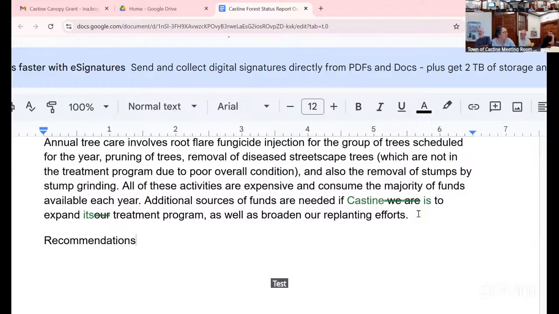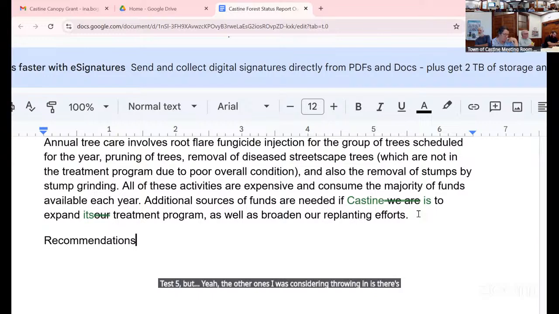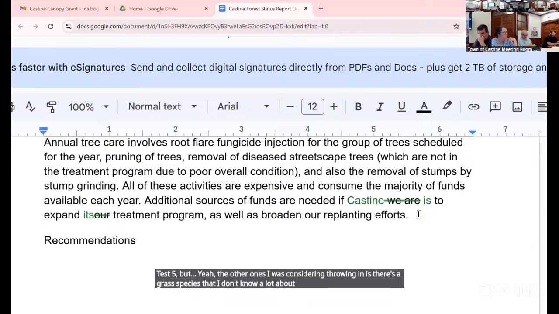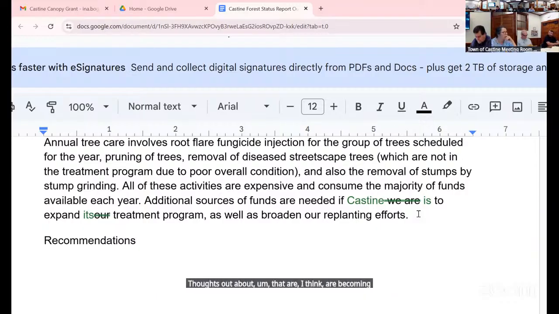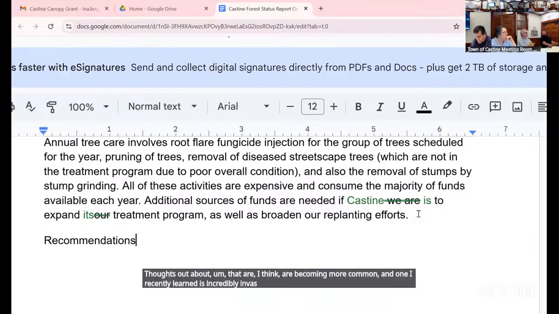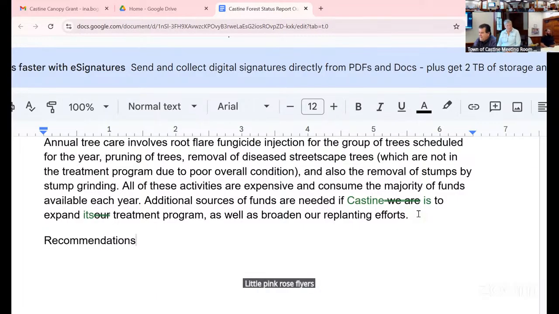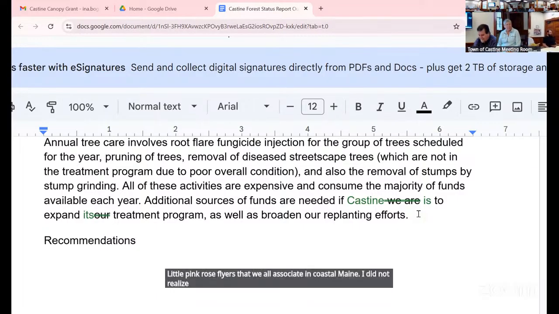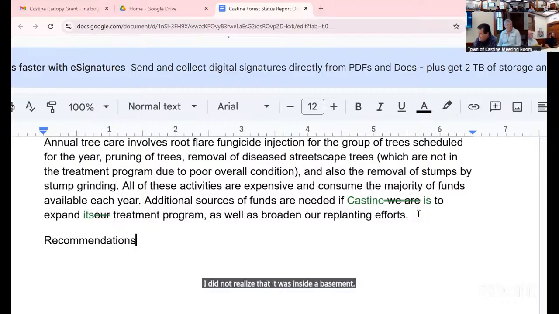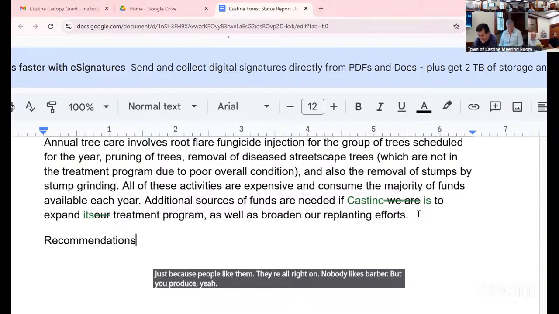Just five, but the other ones I was considering throwing in: there's a grass species that I don't know a lot about, and some others that I think are becoming more common. One I recently learned is incredibly invasive, and I don't think a lot of people are aware of it, is rugosa rose. Those beautiful little pink rose flowers we all associate with coastal Maine. I did not realize that was invasive. It's incredibly invasive. Just because people like them, they're all pretty ones. Nobody likes barberry. But you pretty much hit the big offenders that I was planning on.